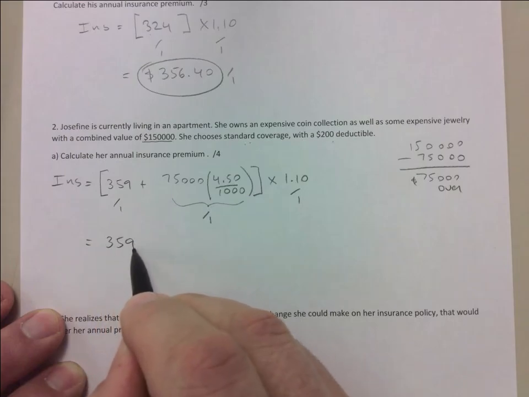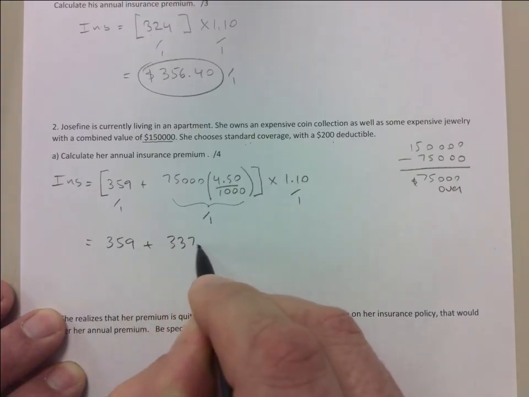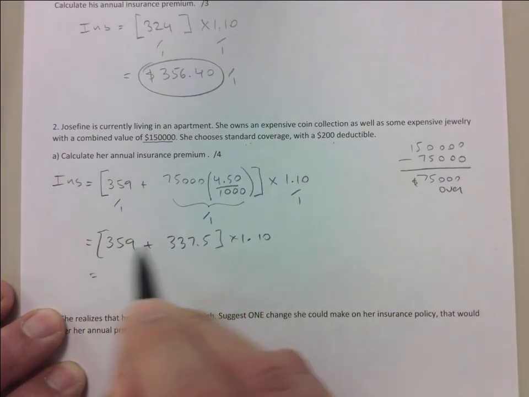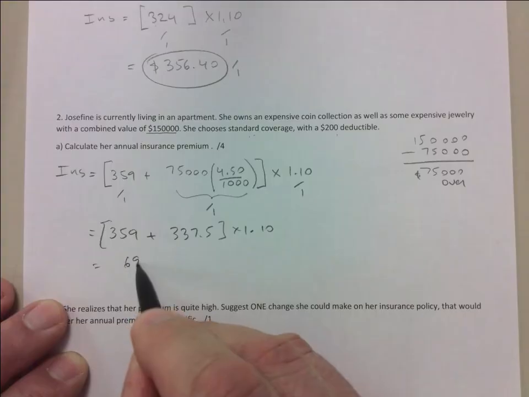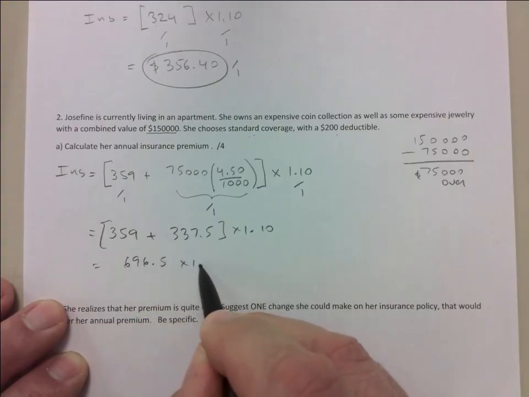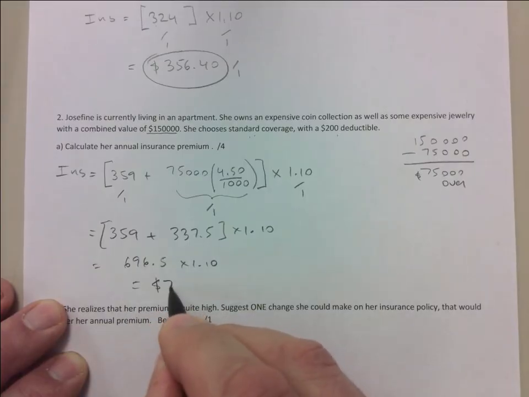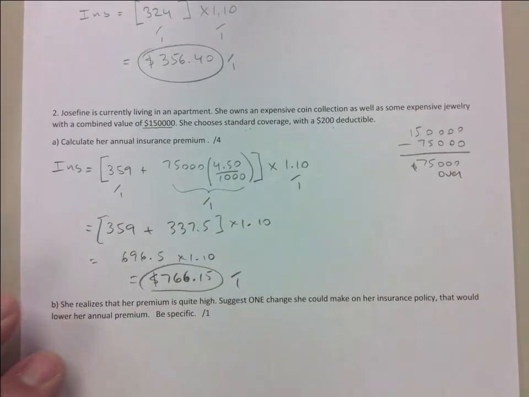So this is 359 plus, if you do this separately, let me just get that. You get 337.50, okay, times 1.10. We add this up. That would be 696.50 times 1.10. And here it is, 766.15 is your final answer. If you've got that, you get 1 mark right there.